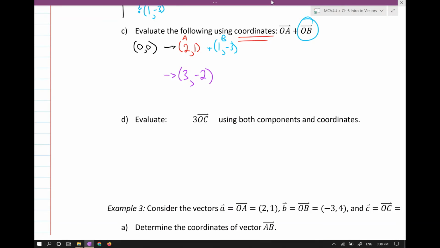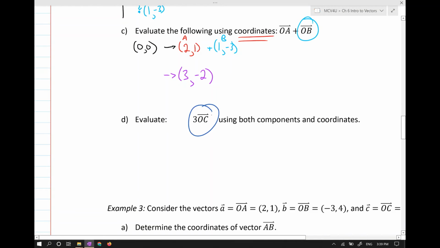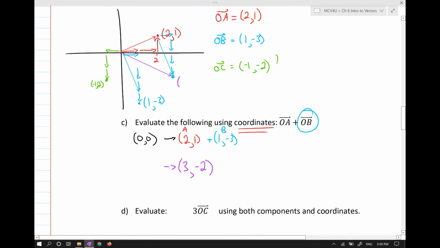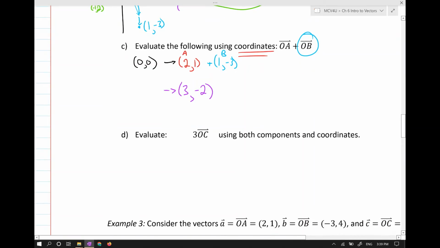All right, if I'm working with 3 times vector OC, here I'm working with some scalar multiplication. Whoops, and vector OC was green. So vector OC, I know I was working with the coordinates -1, -2. That's vector OC. If that's the case, then I could multiply both sides by 3. So 3 times vector OC is going to be equal to 3 times -1, -2. What I'm doing is distributing into the coordinates here. That might seem a little bit odd, but it allows us to work with -3, -6.